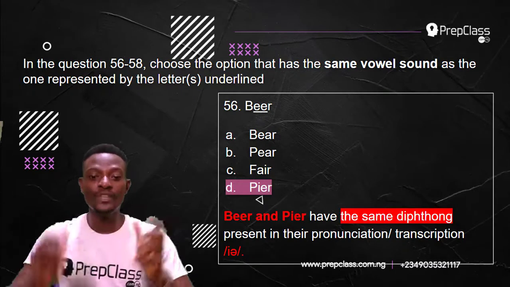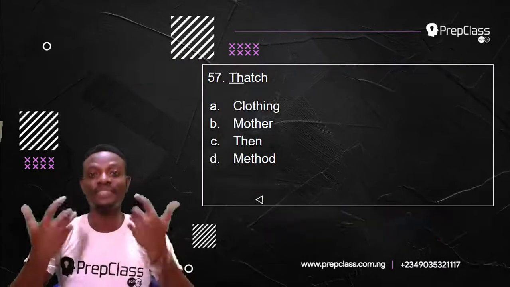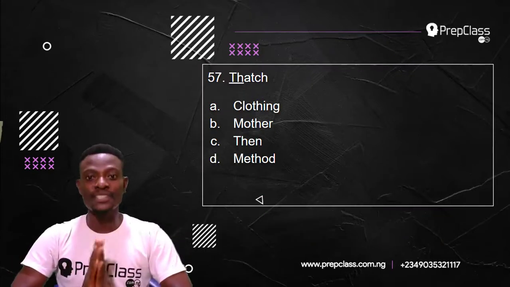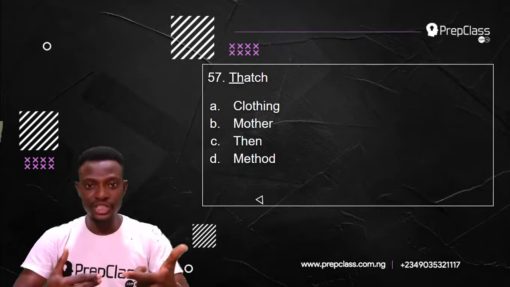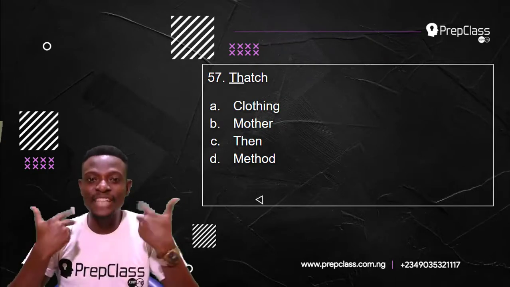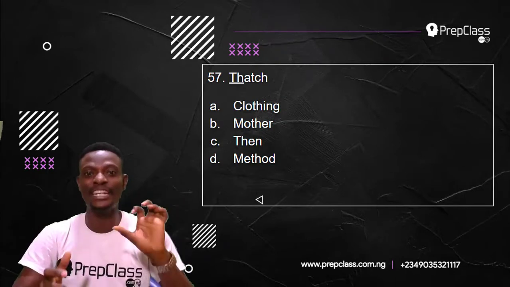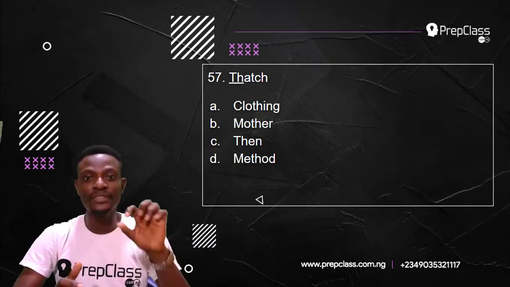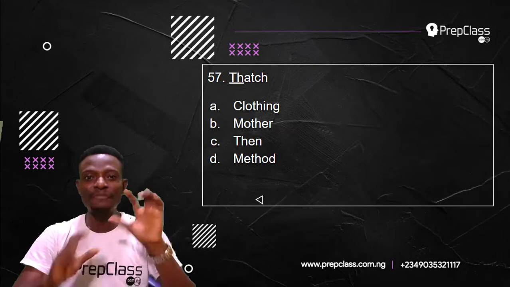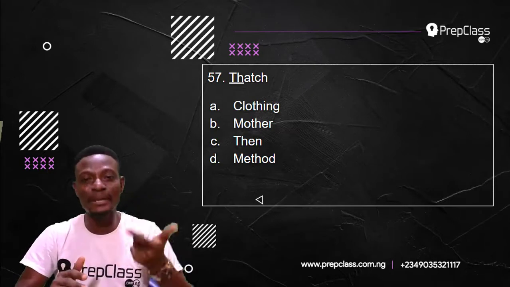Okay, moving on to the next question, question number 57. We have the word thatch. Now we have to select the option that has the same sound in the position of the underlined letters, where we have TH in thatch. So we have to select the option that has the same sound.